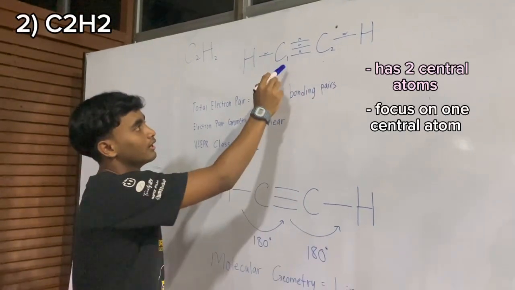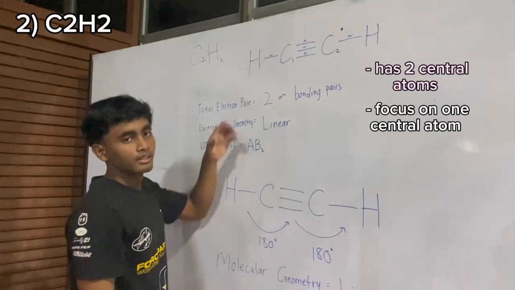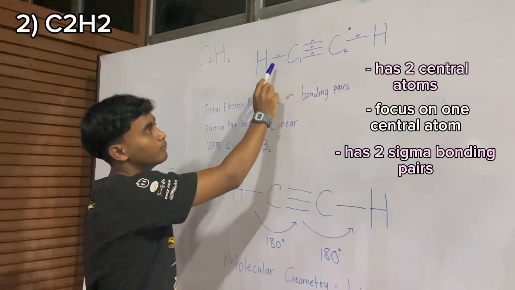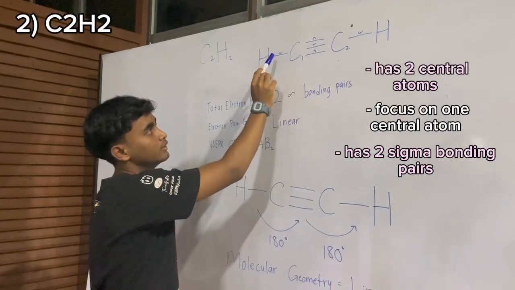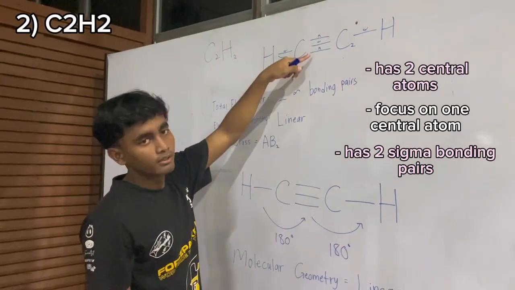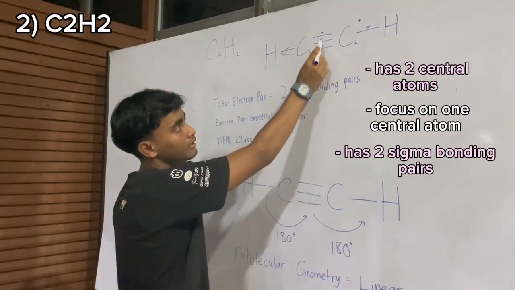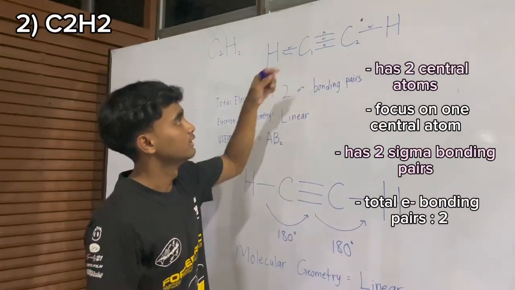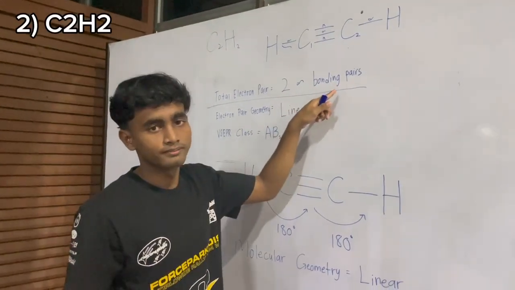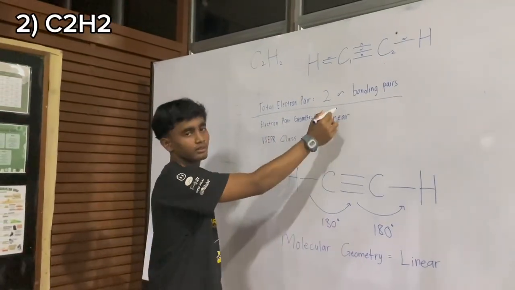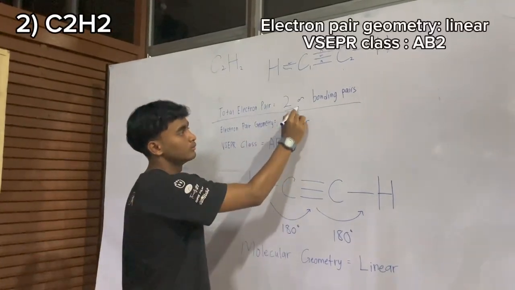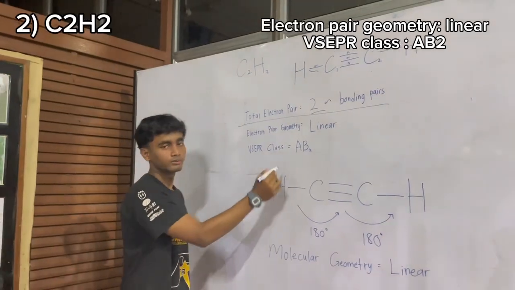So for me, I will take this central atom. To calculate that, there are two sigma bonds for this central atom, which is this sigma bond and this sigma bond, because in this triple bond we don't take the pi, so we need to take the sigma bonding pairs only. So there are two total electron bonding pairs. After we have found the two sigma bonding pairs, we can find its electron pair geometry, which is linear because there are two bonding pairs. So its VSEPR plus will be AB2.